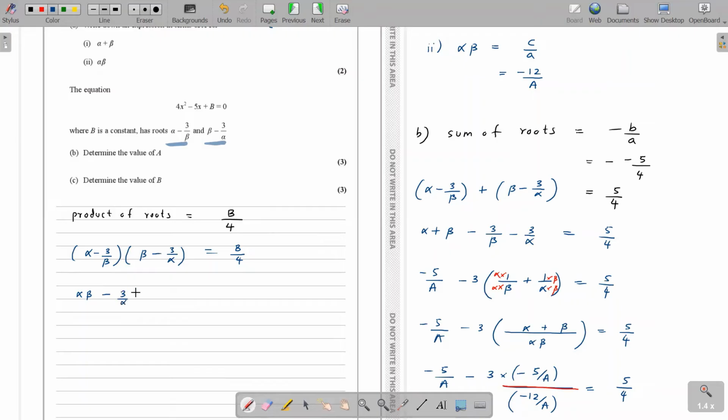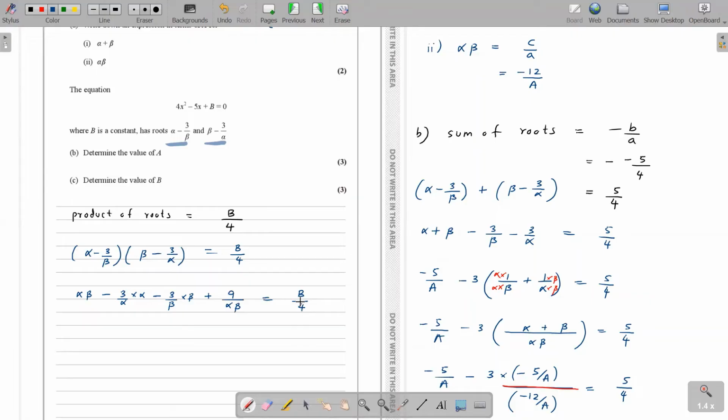Minus 3 over alpha times alpha. Next one is minus 3 over beta times beta. Are you following me? The last one, minus 3 over beta into minus 3 over alpha is plus 3 over beta into 3 over alpha, which is 3 into 3 is 9. Alpha into beta is alpha beta equals capital B over 4.